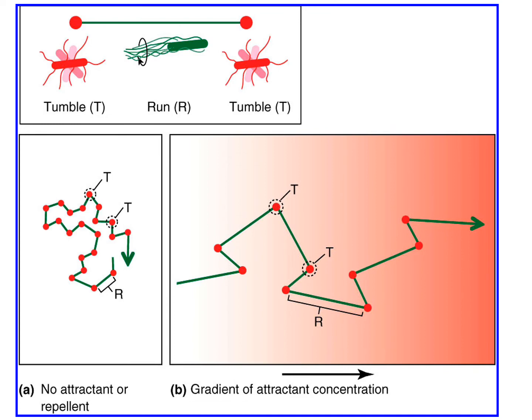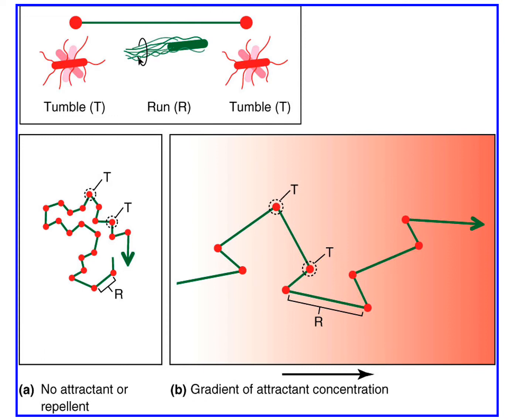The circles represent tumbles and the lines are the runs. And you can see that sometimes when it runs a little bit away from the attractant or the repellent, depending on what the concentration gradient is. And that's okay because it just reassesses and then figures out what direction it wants to go again.